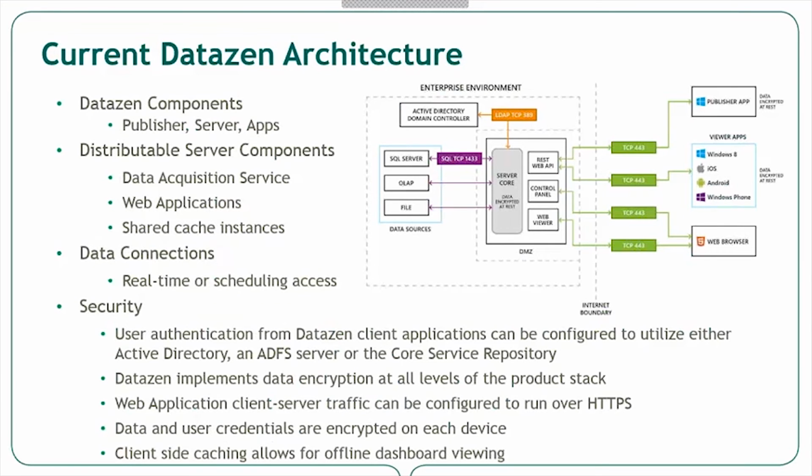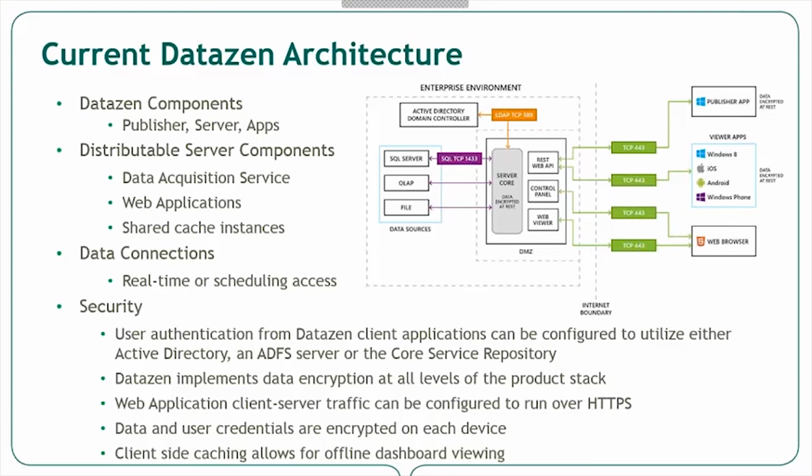The current Datazen architecture. Well, we've looked at the Datazen components. So we've got the publisher and the server and the apps. But on the server side, we've got data acquisition services, web application, shared cache instances, and the key there is the ability to essentially locate some of these services on different servers, so you can scale out. Really, that's the idea of that. So a typical configuration would be to put the web application and the core services on separate machines. Remember, with a data connection, we can have either real-time or scheduled access.